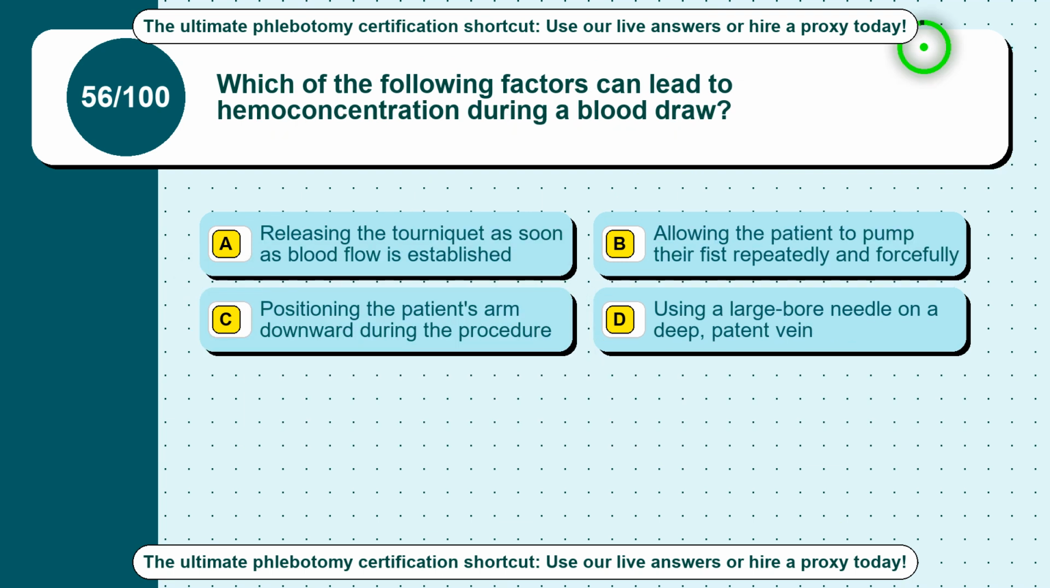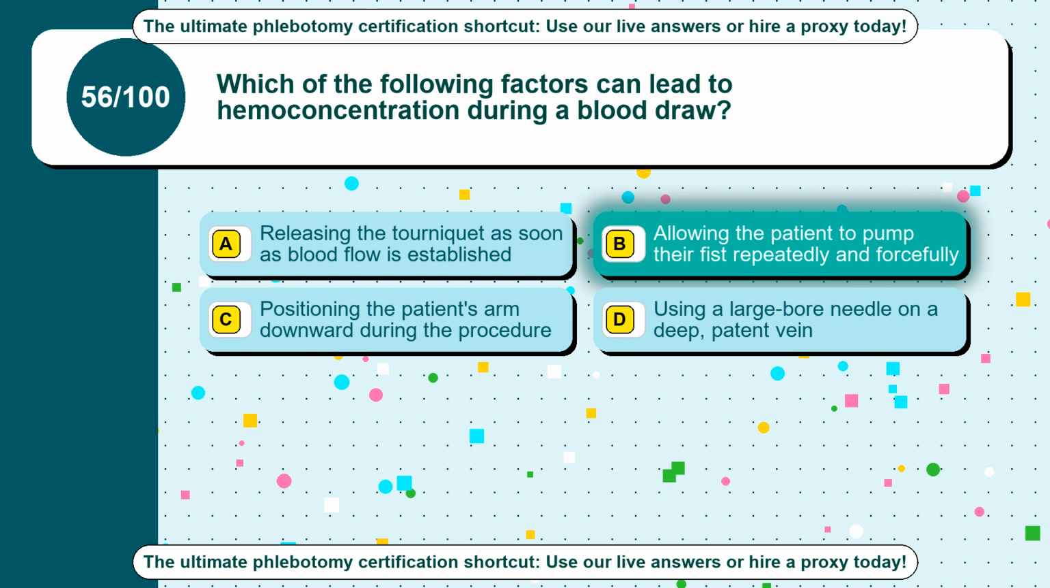Question 56. Which of the following factors can lead to hemoconcentration during a blood draw? Option A, releasing the tourniquet as soon as blood flow is established. Option B, allowing the patient to pump their fist repeatedly and forcefully. Option C, positioning the patient's arm downward during the procedure. Option D, using a large bore needle on a deep, patent vein. The correct answer is option B, allowing the patient to pump their fist repeatedly and forcefully.